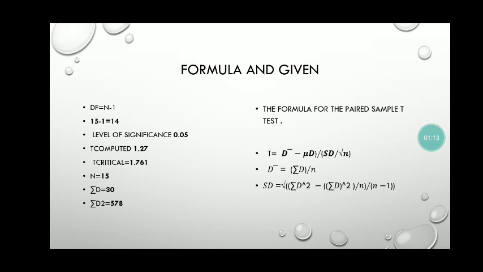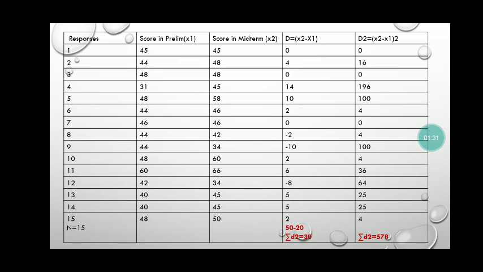So here, the mean of differences equals summation of d divided by total of n. Standard deviation equals the square root of summation of d squared minus summation of d squared divided by n, over n minus 1. So this is the responses. 15 persons responded through the Google Sheet.